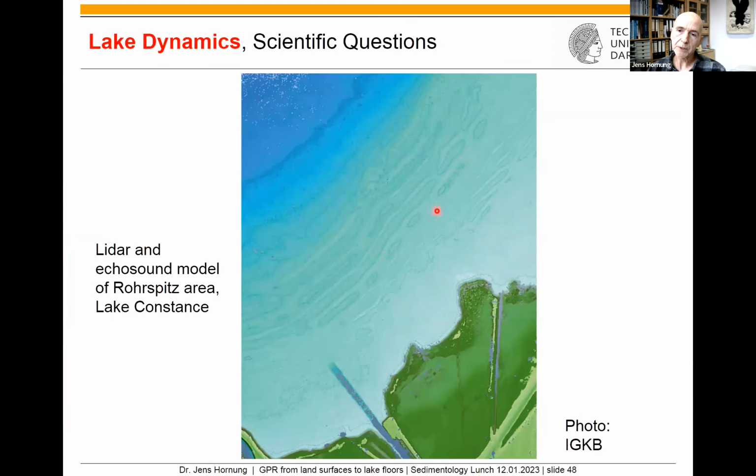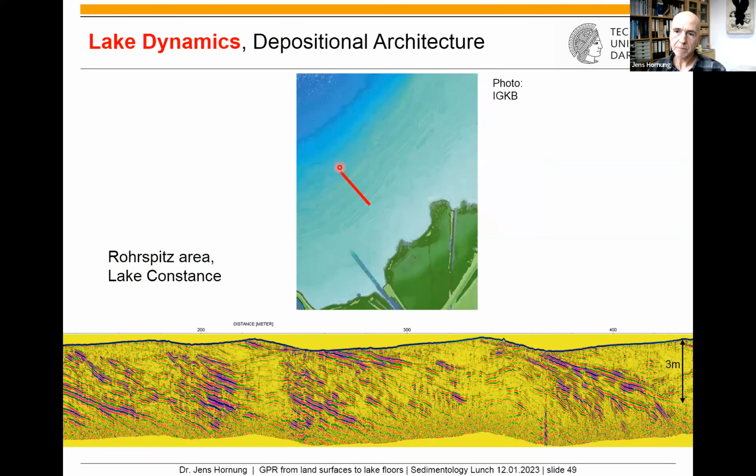Another example is these mysterious sand waves in the littoral zone in the Rohrspitz area of Lake Constance. And this is the result. We did a survey here, and these sand waves on the surface continue in the subsurface, which we haven't expected. And so I think there are a lot of sedimentary structures still unknown in this littoral zone, because now we have the resolution and the penetration depth of the underwater GPR to reveal what's really going on in these littoral zones with the sediment distribution here.